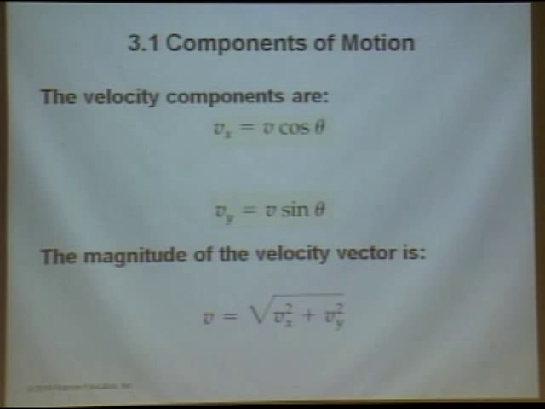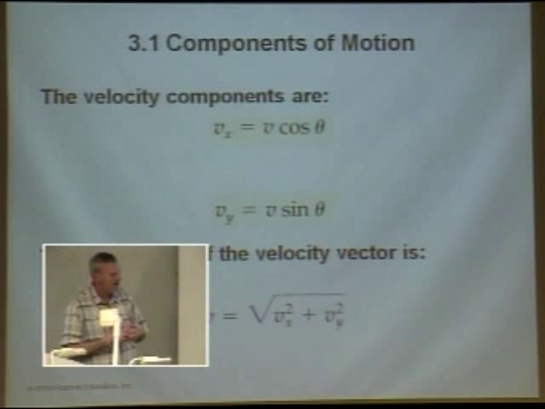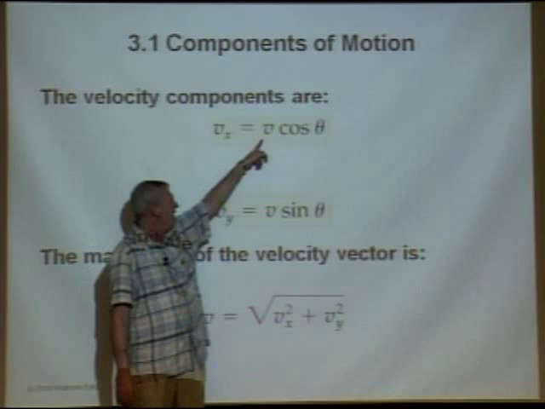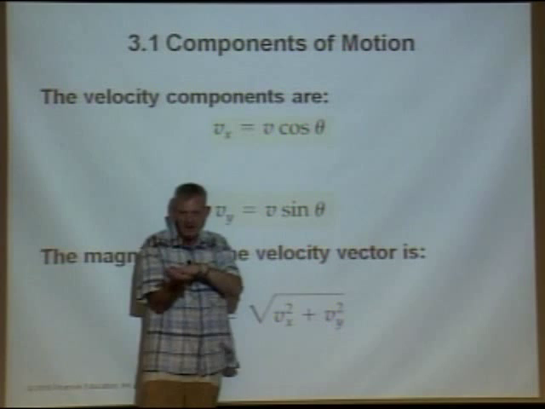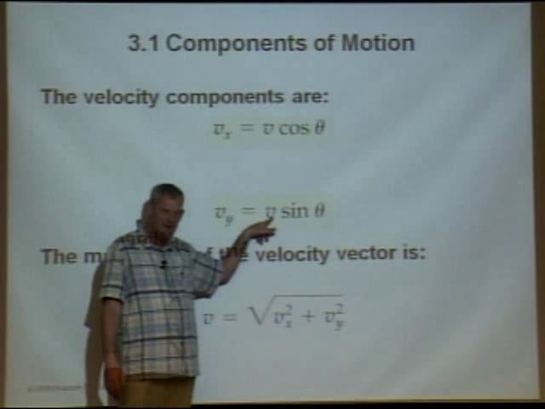The velocity has components. Everything we're going to do is break it down into components. Vx is the velocity vector. So in other words, if I said I kicked a soccer ball at 15 meters per second at an angle of 30 degrees, to find the x component, I would say 15 cosine of 30. And that would give me the x component of that velocity. If I kicked a soccer ball at 15 meters per second at an angle of 30 degrees, to get the y component, I'd say 15 sine of 30. All right?